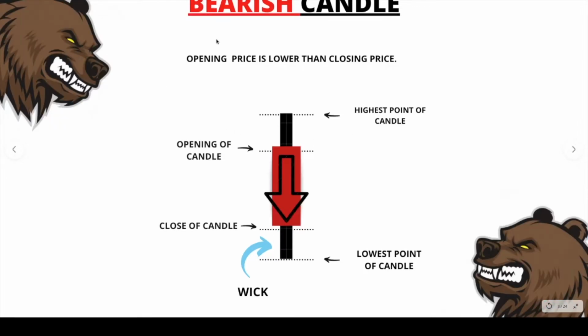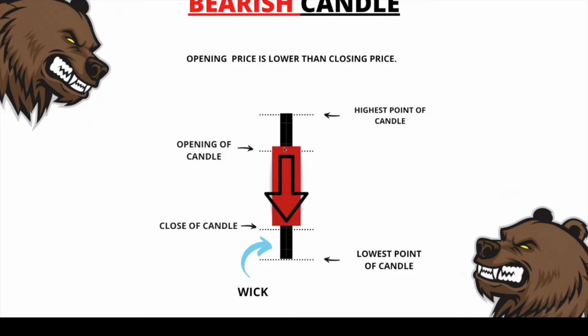Now let's take a look at the anatomy of a bearish candle. With a bearish candle, the opening price is lower than the closing price. Let's go ahead and take a look at the diagram. As you can see, this is the opening price of the candle. This is where price opened during the session of this candle. So at some point, there was a little bit of buying activity that caused the price to momentarily be pushed up from the opening price to the highest point of the candle right over here.